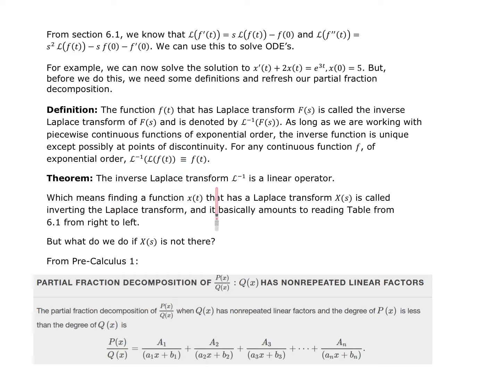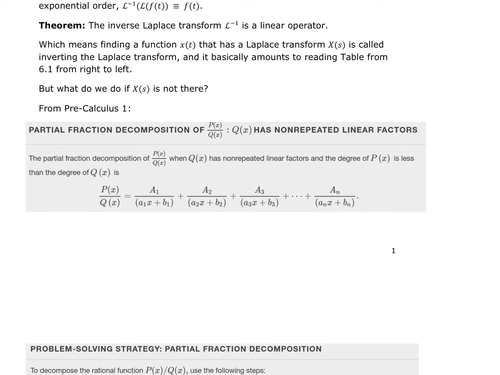So the inverse Laplace transform is a linear operator, which means that finding the function x of t that has a Laplace transform capital X of s is inverting the Laplace transform. Basically, it means that we take our table that we got from section 6.1, and instead of going from left to right, we go right to left. But what happens if I can't find this capital X of s? Well, we know from pre-calculus or from calculus 1 or calculus 2, we can decompose using partial fraction decomposition.